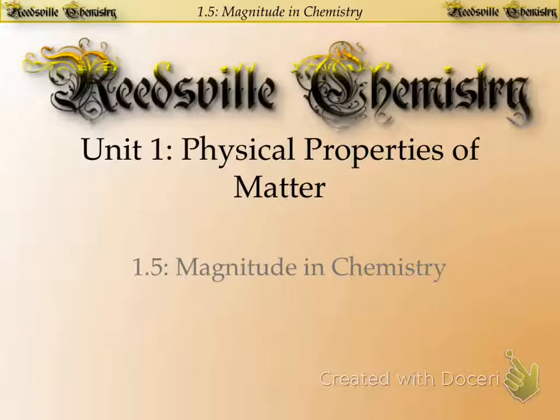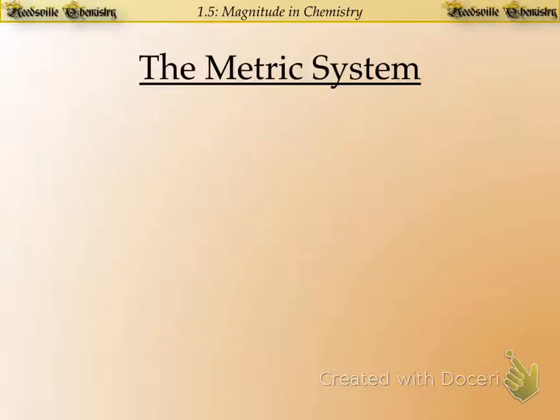Okay, this is the last unit in Unit 1, Physical Properties of Matter. It's called Magnitude in Chemistry. So we're just going to talk about essentially the metric system and how it works and why we use it in chemistry. Now, a little background here. You should have a pretty good grasp on this.